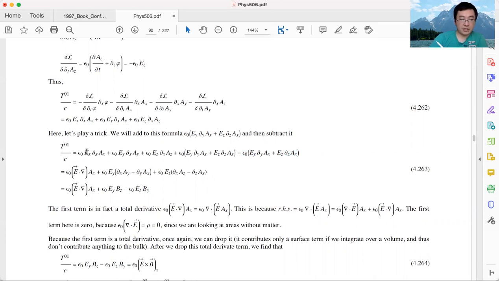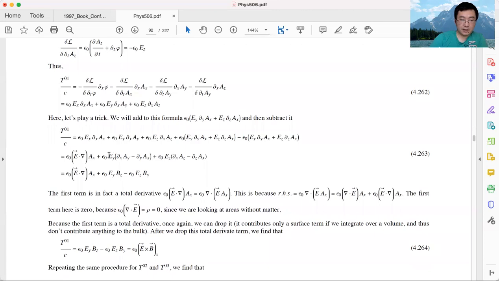I can combine 3 of them together, and this one. So it's E dot the derivative of AX: EX partial X AX, EY partial Y AX, and EZ partial Z AX. These 3 terms combine together as this. Then I combine this term with this negative term, EY partial Y AX, together, and I combine this term with the last term together. So I massage these 7 terms and group them into 3 groups.